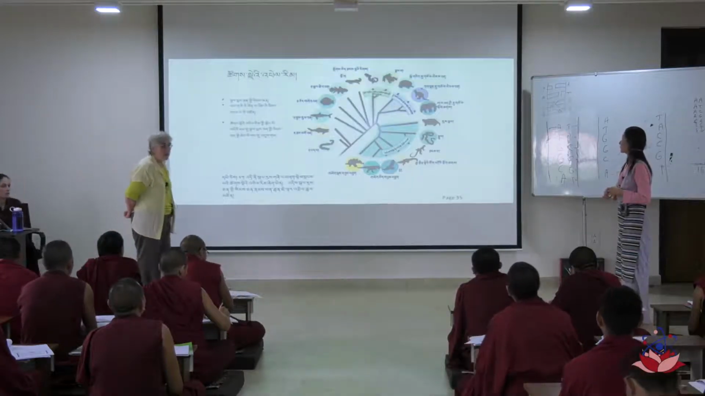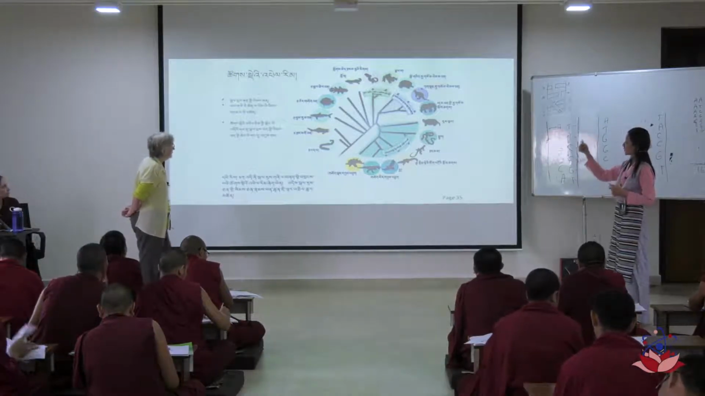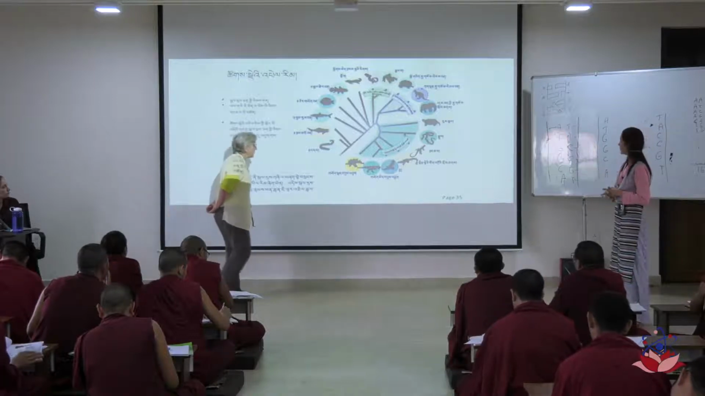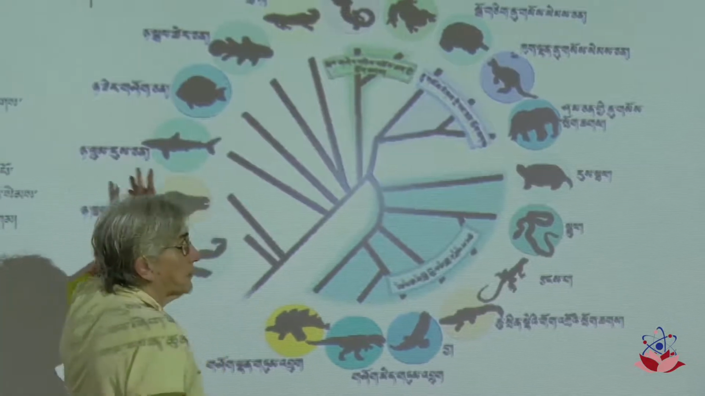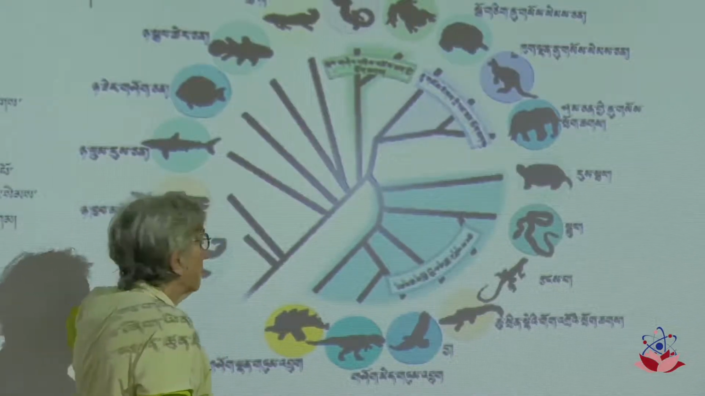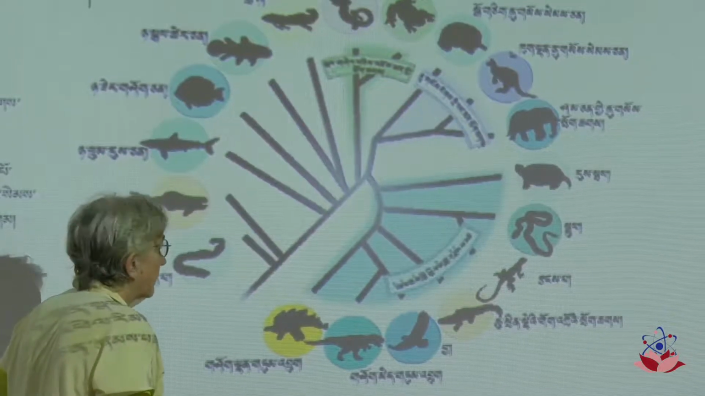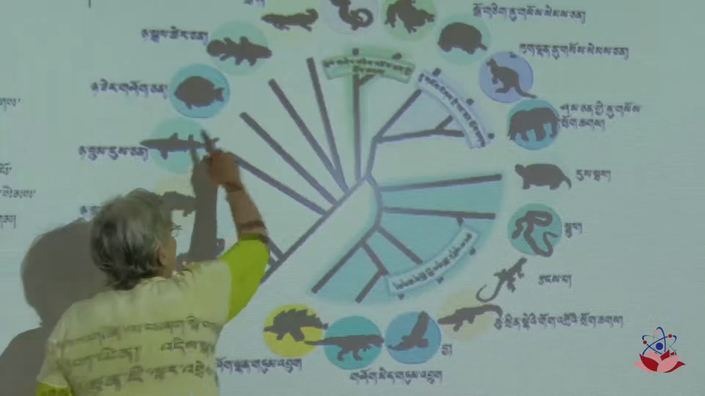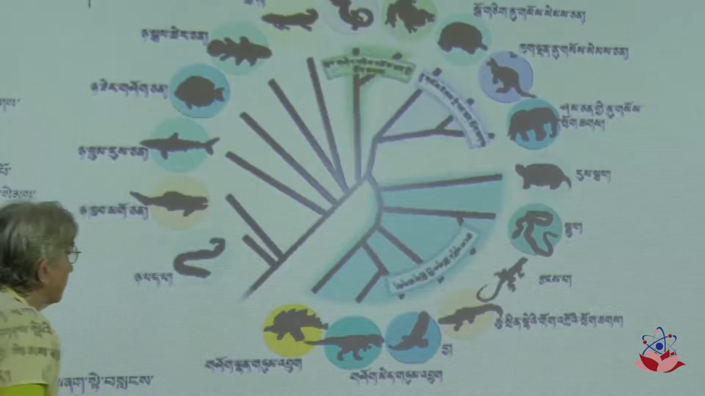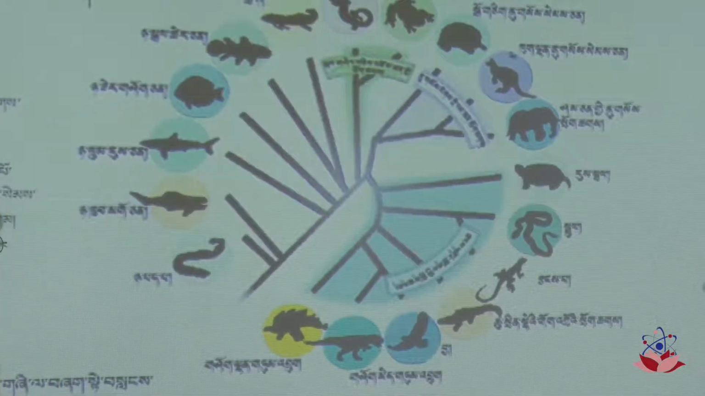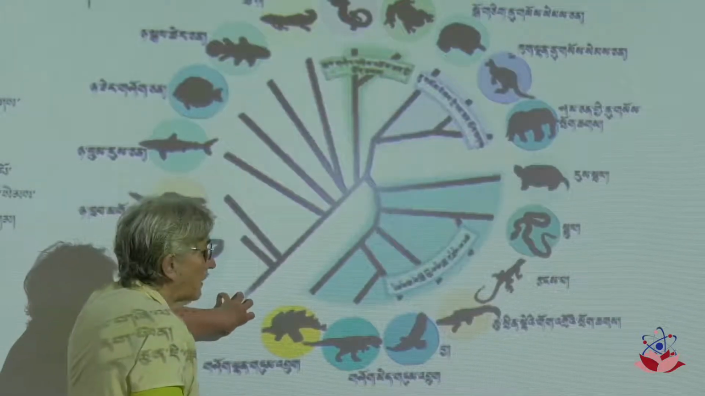We also talked about these phylogenetic trees. The idea is that we share, this is for vertebrates, so these are animals that have a backbone. All these animals here are animals that are currently alive. We all, vertebrates, started from some kind of a common ancestor.